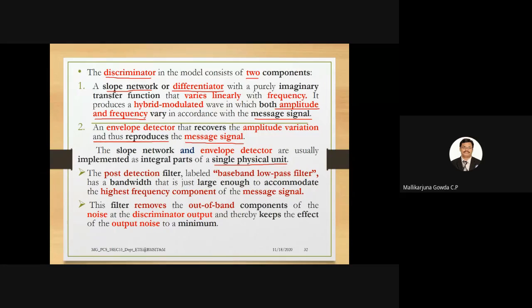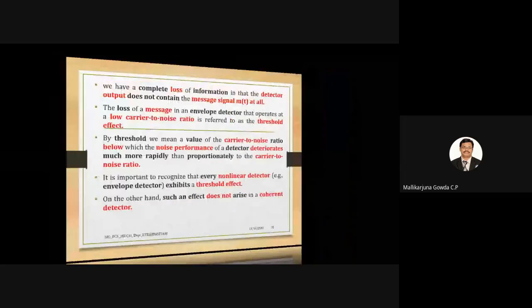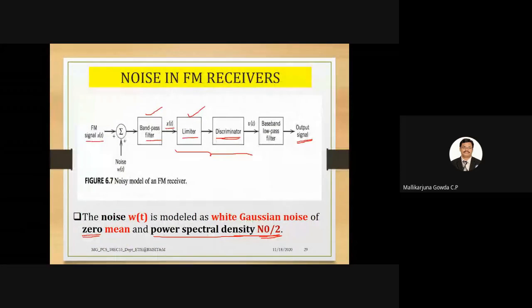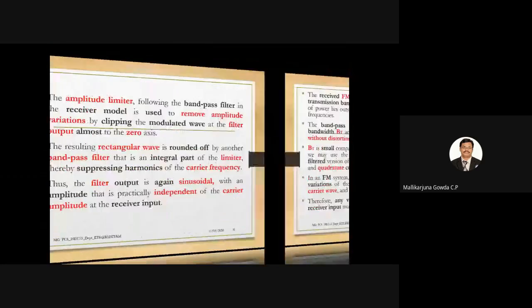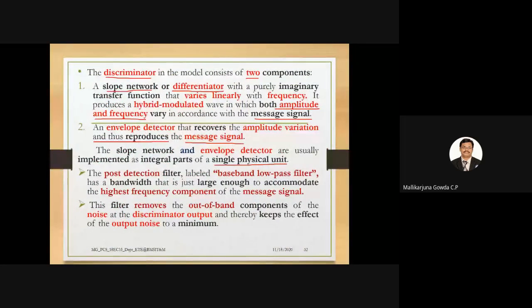After the discriminator, if you go back to that block diagram, we are using a low pass filter, right? The output of this discriminator is given to the low pass filter, and the output of the low pass filter will be the desired demodulated signal. So what is the function of that low pass filter? We have discussed the limiter and the discriminator. That filter is known as the post detection filter.